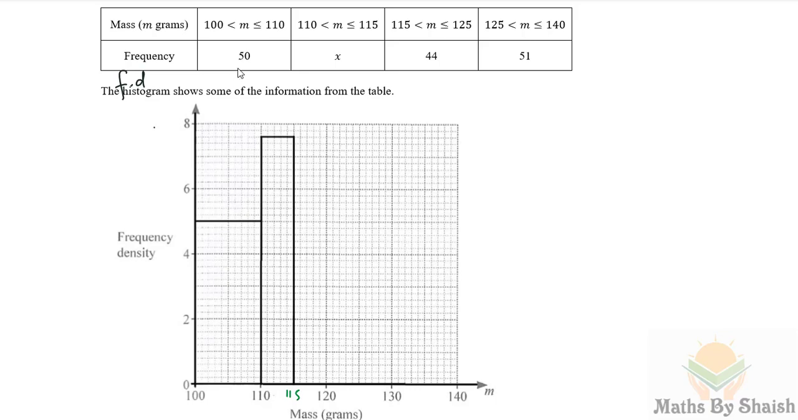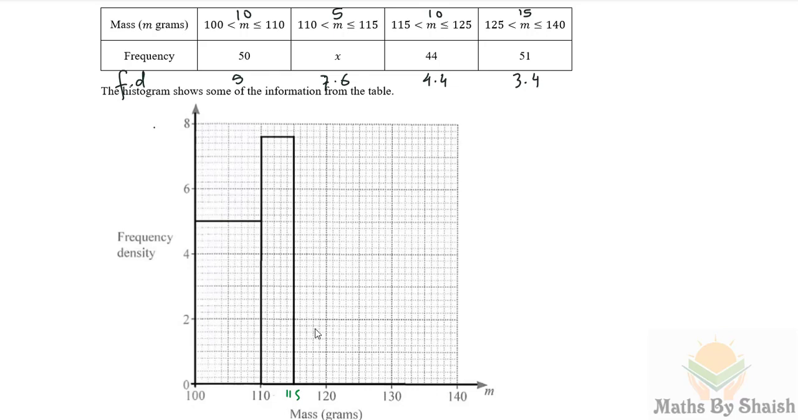I'll make a row for this. Frequency density: 50 over the class interval, and the interval we'll write here as 10, and here it is 5, 115 to 125 is 10, 125 to 140 it is going to be 15. So frequency density: 50 upon 10 is 5. It is given from the graph as 7.6, and here it is 44 over 10, that is 4.4, and here 51 upon 15, this is 3.4.